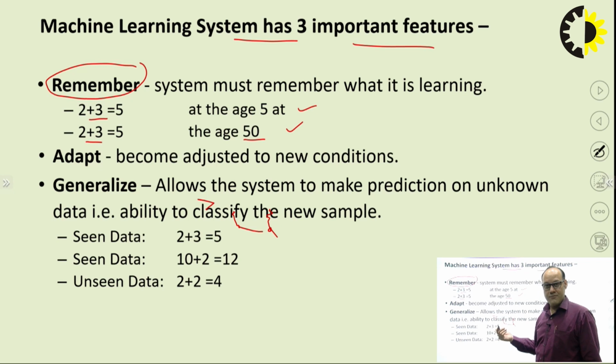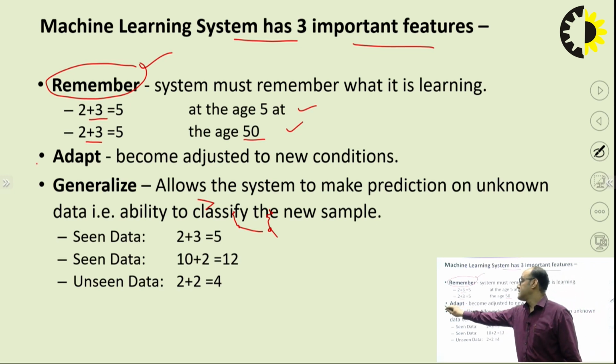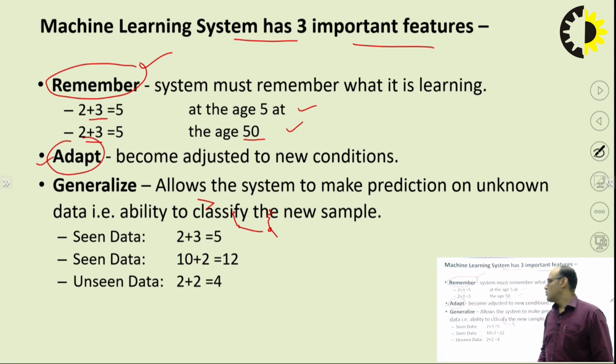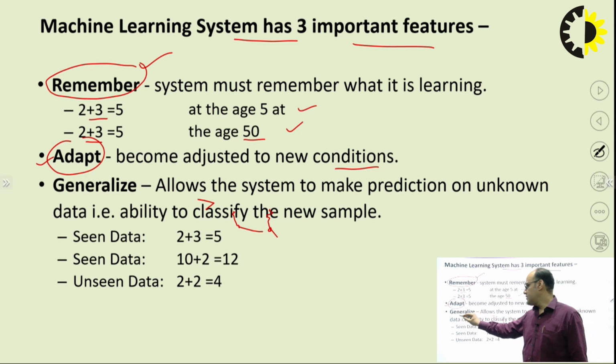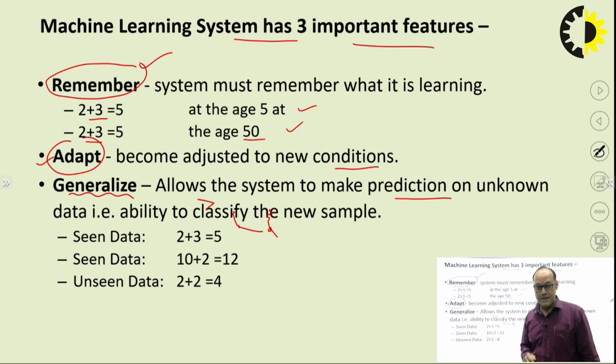Answer will remain the same, 5. So number 1 important feature is remember, to keep, remember. Second is adaptation, adapt. Adapt means the machine is going to adjust to new conditions. This is another feature. And third important feature is generalize. Generalize means allowing a system to make predictions on unknown data. This is called generalization.